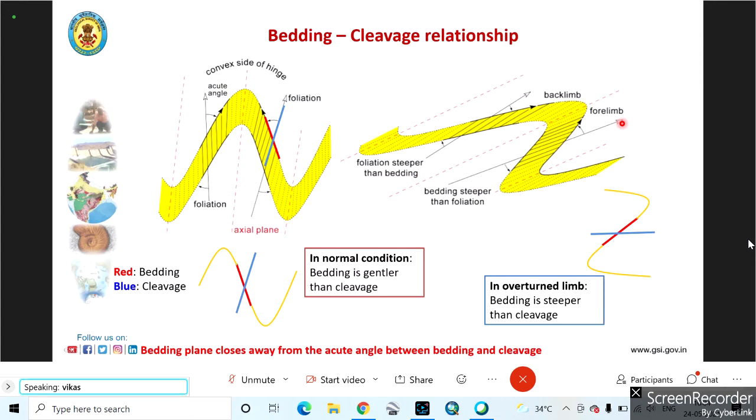So if you're seeing such a situation, and you don't know anything, you haven't seen any younging direction, you haven't seen any primary sedimentary structure, suppose you have gone to the outcrop and seen the difference between the bedding and the cleavage, and you have noticed that the cleavage is gentler than the bedding, you can directly say that it's an overturned bed.